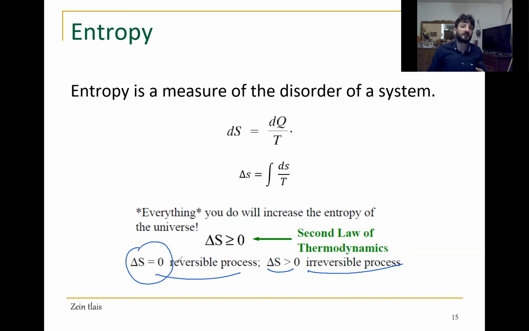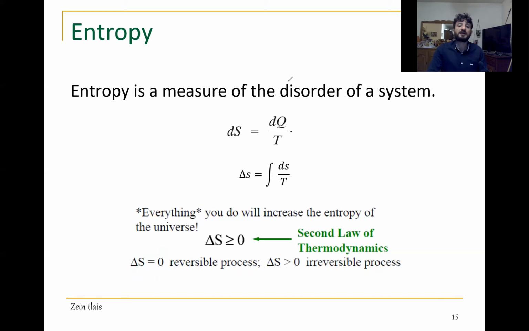So here, if you have an example of any cycle and I ask you finally what the conclusion is, do you have a reversible or irreversible process cycle? In this case, you have to calculate delta S. If delta S is positive, we have an irreversible process. If delta S equals 0, we have a reversible process.